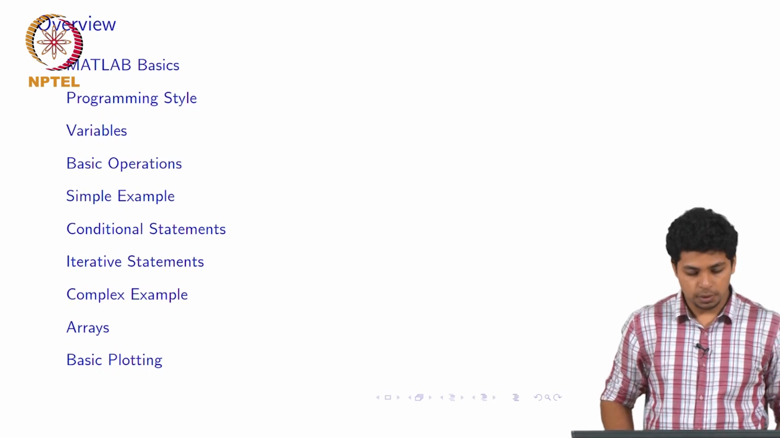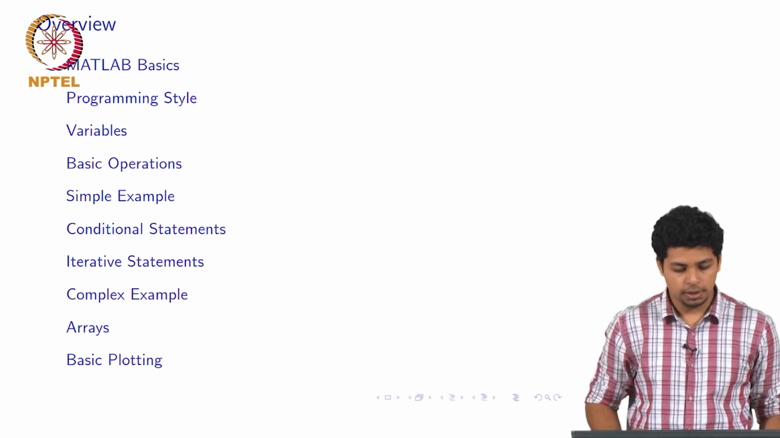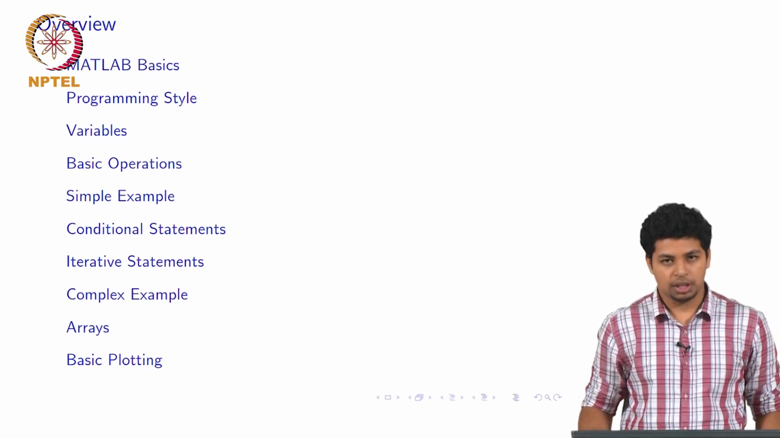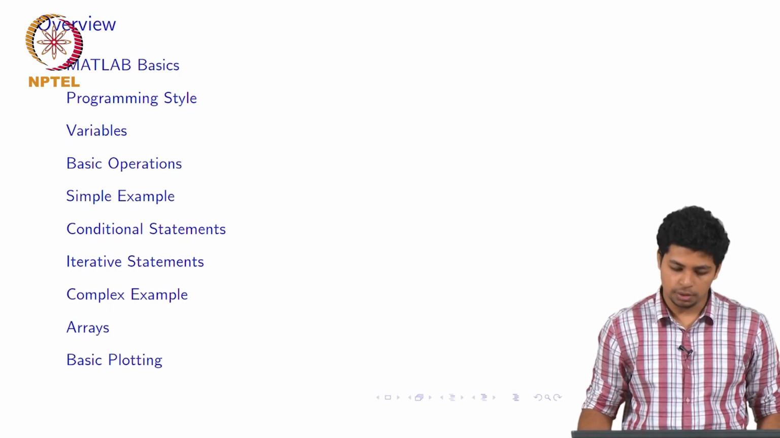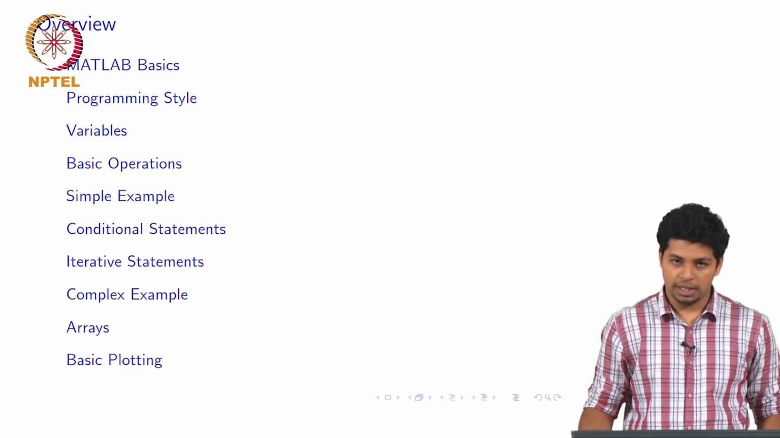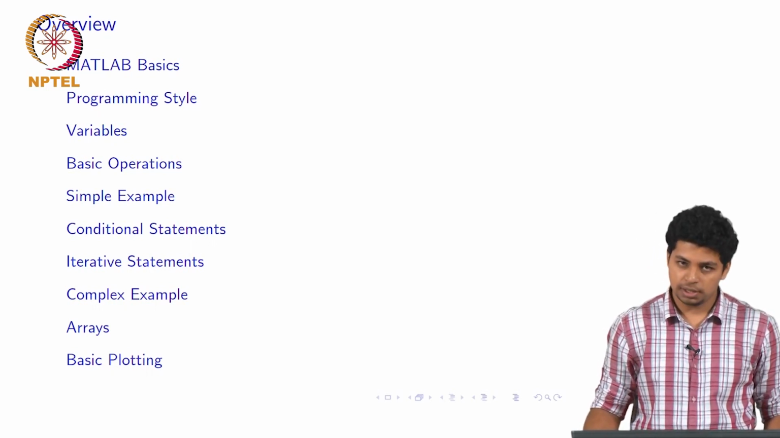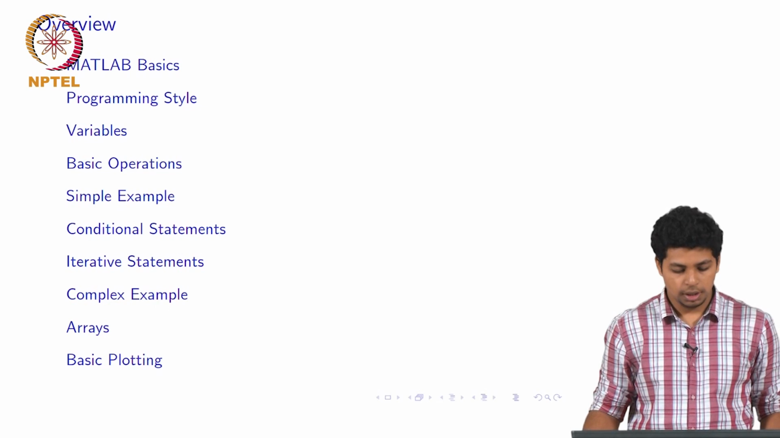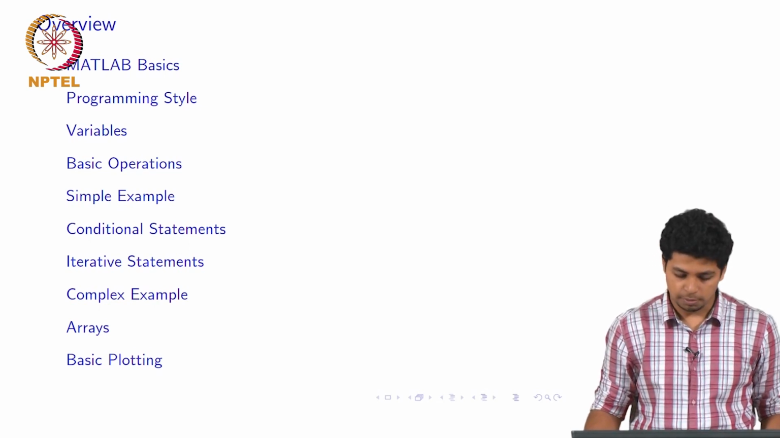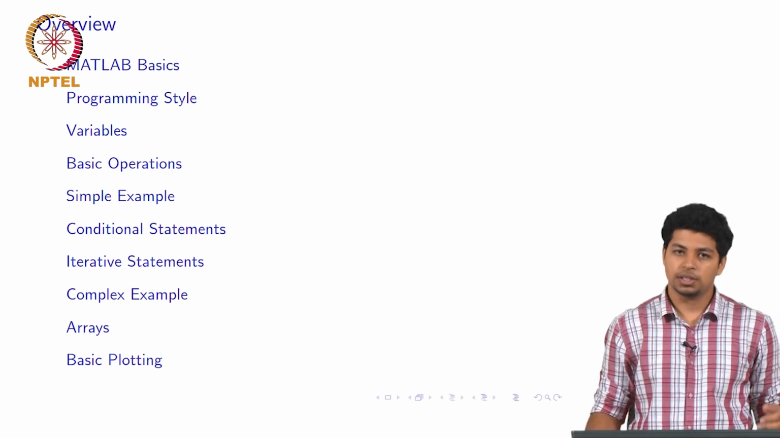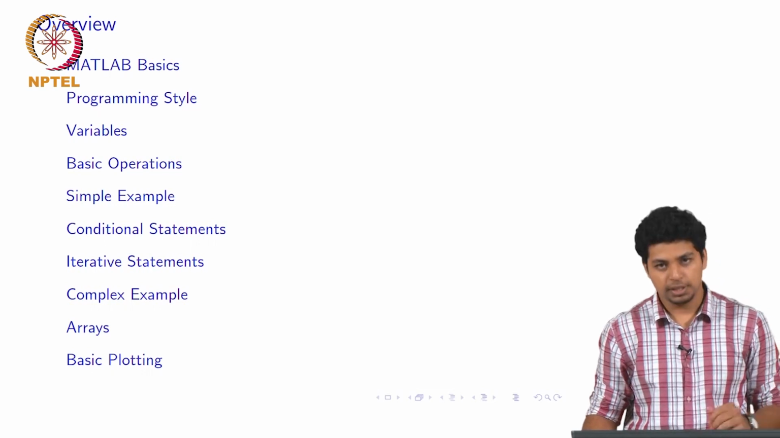This is the brief overview. We'll go through the basics once, then I'll tell you a bit about the programming style in MATLAB, how you are supposed to write codes. Then we'll go through variables, how MATLAB interprets variables. Then we'll go through some basic operations that will be mostly used in our codes. Then we'll take a simple example using those basic operations. Then we'll go towards conditional statements and iterative statements.